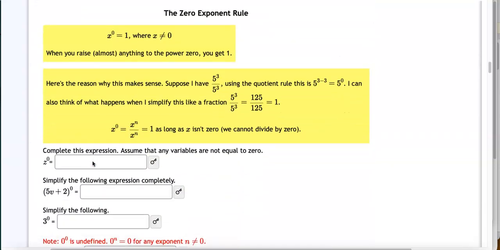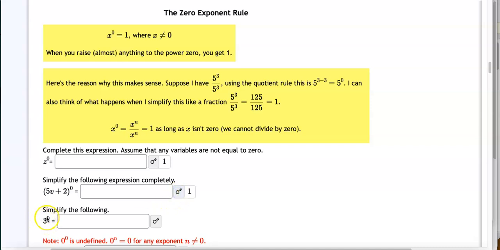Next rule is the zero exponent rule. As long as x itself isn't 0, because we don't define 0 to the 0 power, but any other number, if you raise it to the 0 power, you get 1. And so if we have z to the 0th power, and you assume any variables are not equal to 0, that is just going to equal 1. If you have any expression raised to the 0 power, the answer is going to be 1.